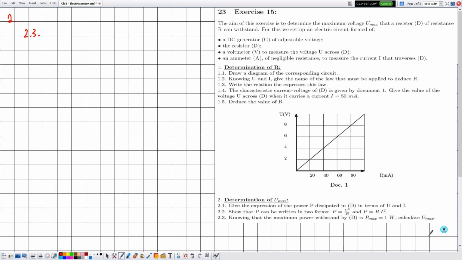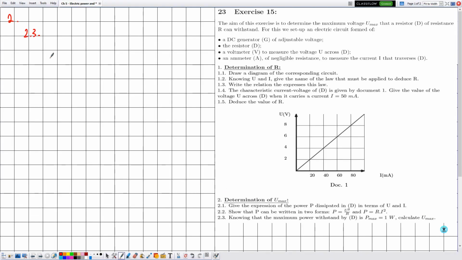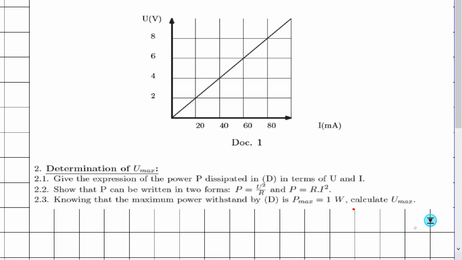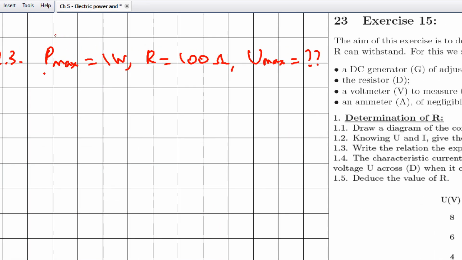Now in 2.3 they are telling me knowing that the maximum power withstand is P max is equal to 1 watt. And recall that previously we have that the value of the resistance is equal to 100 ohms. And we are interested in calculating U max. So knowing P max and knowing R, we are interested in determining U max.